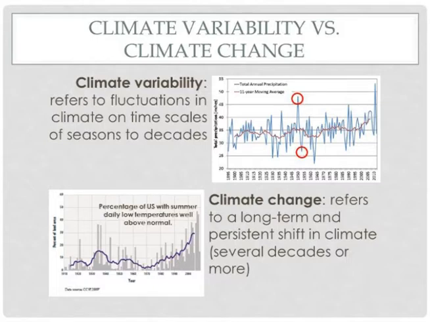On the other hand, climate change, we're looking at those long-term and more persistent shifts in our climate. So the figure on the left is showing the percentage of the United States with daily low temperatures that are above normal. And it's pretty obvious in this figure that since the early 1970s, there has been a fairly consistent increase in the percentage of the United States that is affected by higher overnight temperatures. So it is safe to say that over the last several decades, this has been a change in the climate that we've been experiencing in the United States.